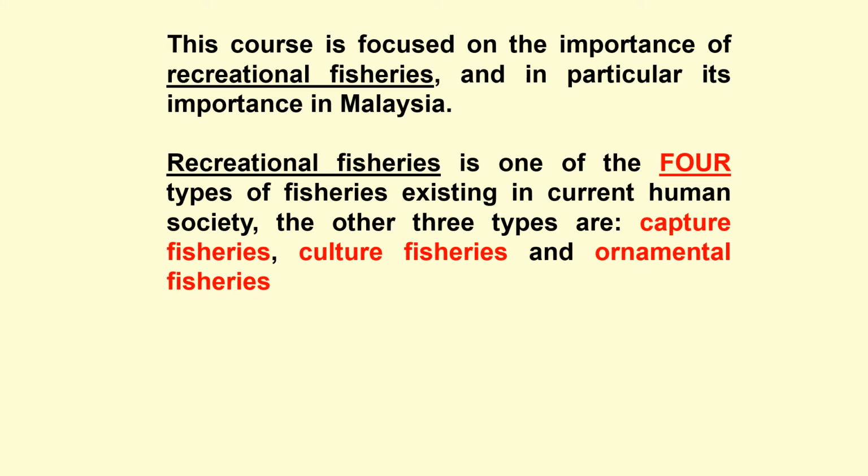This course is focused on the importance of recreational fisheries, and in particular its importance in Malaysia. Recreational fisheries is one of the four types of fisheries that exist in the current human society, where the other types include the capture fisheries, culture fisheries, and ornamental fisheries. We're going to go through one by one each of them.